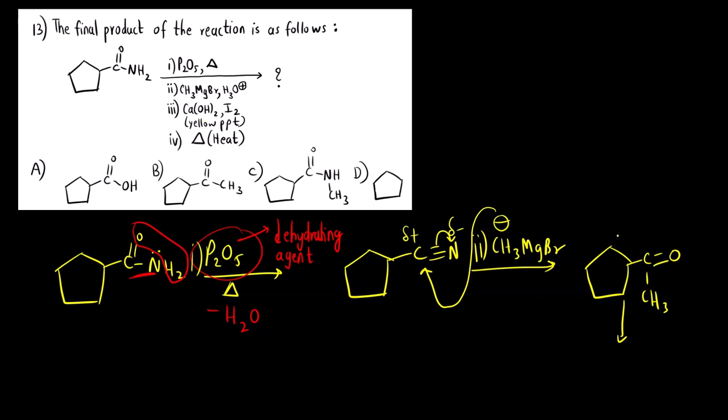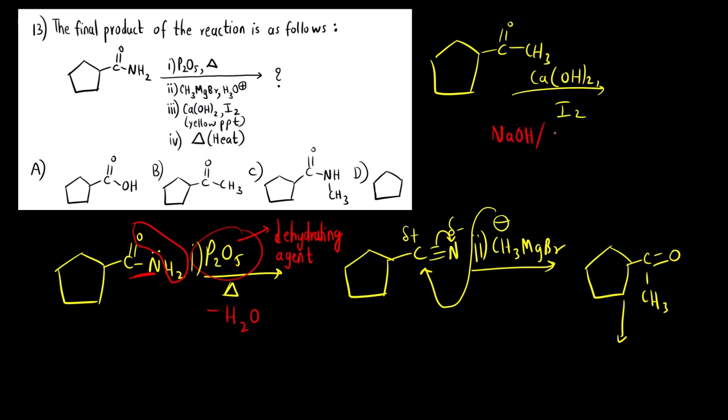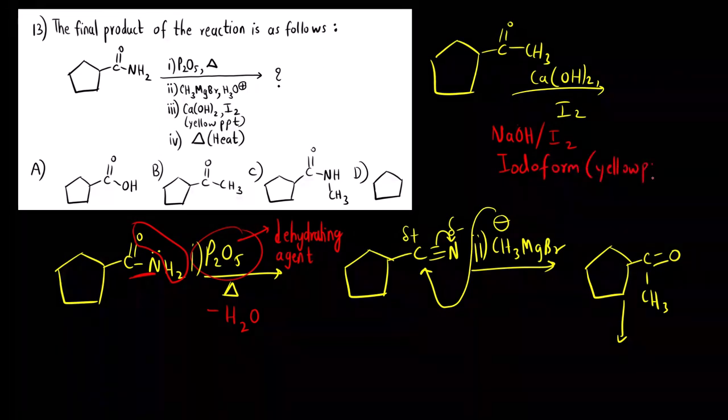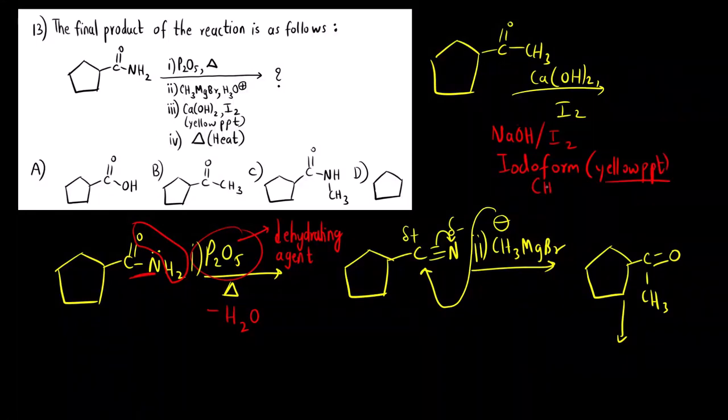Okay, now only two steps are over. Let me write here. C double bond O CH3. Next step is calcium hydroxide and iodine. So this is which reaction? If you were unable to identify, it is same as NaOH and I2. This is which reaction? Iodoform test. For hint, it is also written that yellow precipitate is formed. Yellow precipitate of CHI3, that is iodoform, is formed.